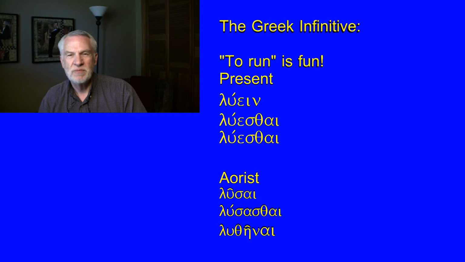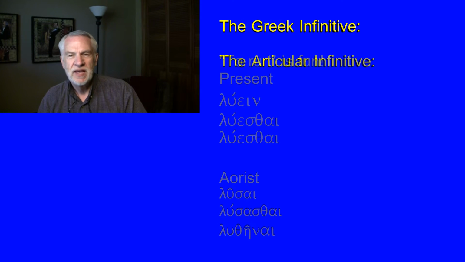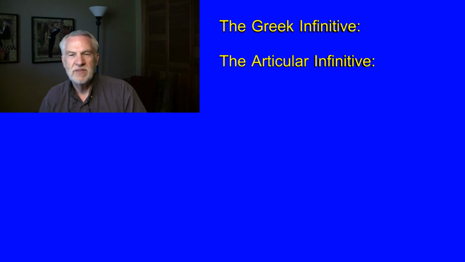The main thing that you want to be aware of as we're using the infinitive is that for the most part the infinitive can be translated in the same idiom in English that we find it in Greek, but there is an important distinction when it comes to what's called the articular infinitive, and that would be the case in which an article is being used with the infinitive.